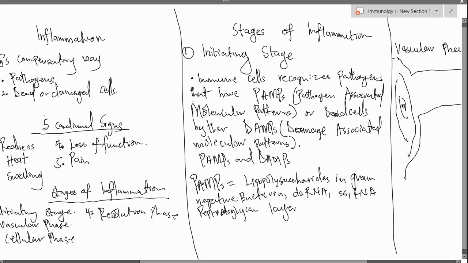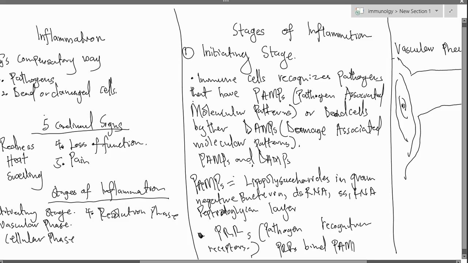Now, the immune cells also have receptors we call pathogen recognition receptors. And this pathogen recognition receptor is what binds to the pathogen-associated molecular patterns whenever the immune cells find the pathogen. So the PRRs are receptors that bind directly to the pathogen-associated molecular patterns or the damage-associated molecular patterns to trigger a series of inflammatory events.